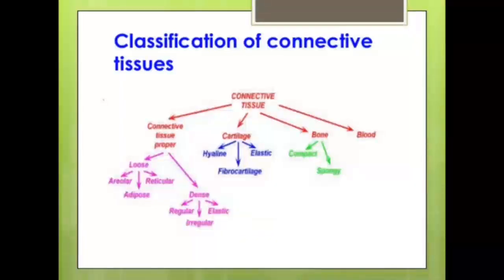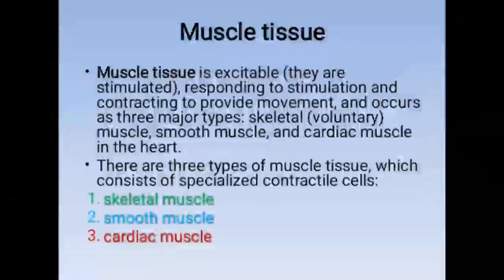So hapo tunaona how can this connective tissue be classified more and more, like bone cells classified to compact and spongy, cartilaginous. Blood inaweza kuwa classified into different forms, the granulocytes, and so forth, tutaona baadaye. So here tunakuja kwenye muscle tissue.